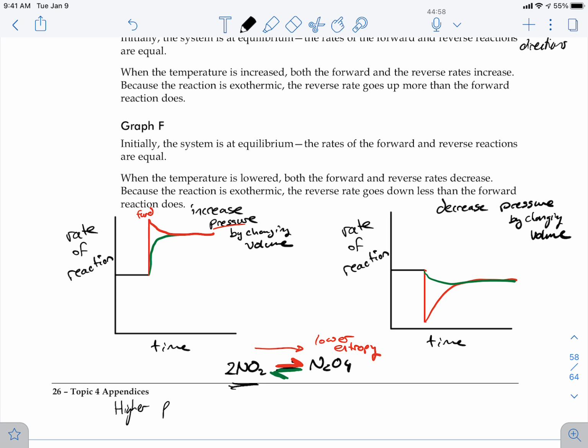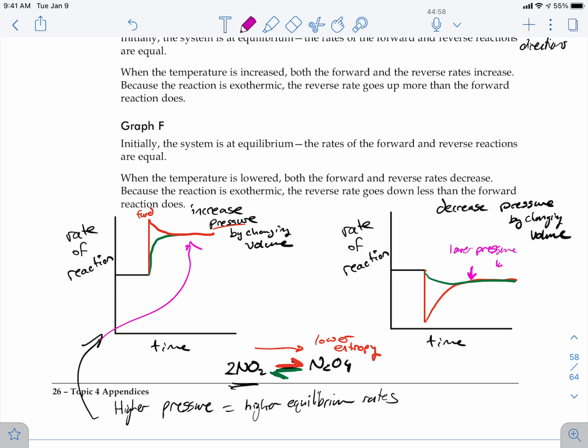Higher pressure equals higher equilibrium rates. So that's what's happening here. And you can see that, maybe I want to make a little colored version here. So there. And then if you can see here that we're going to get lower rates, lower pressure, lower equilibrium rates.